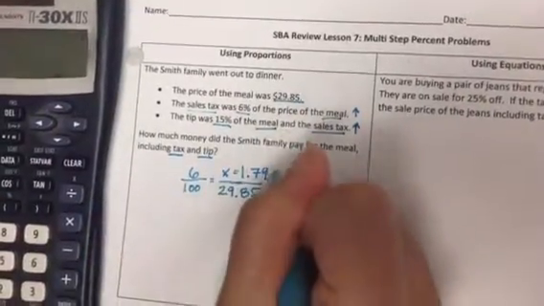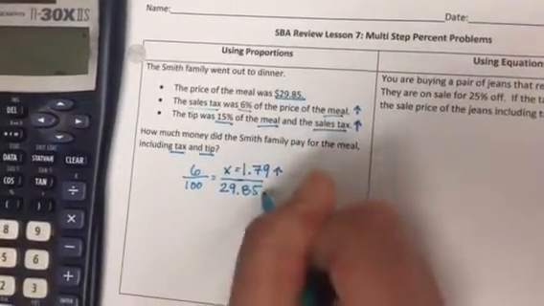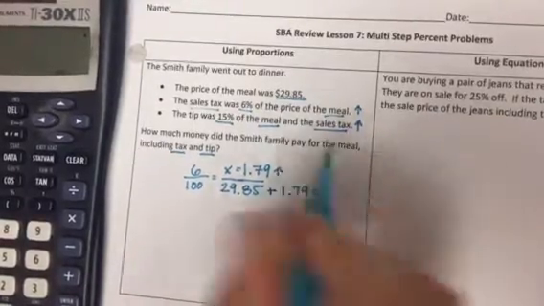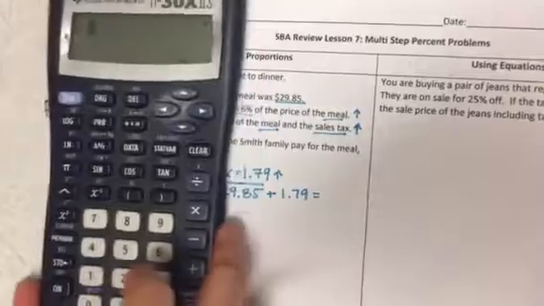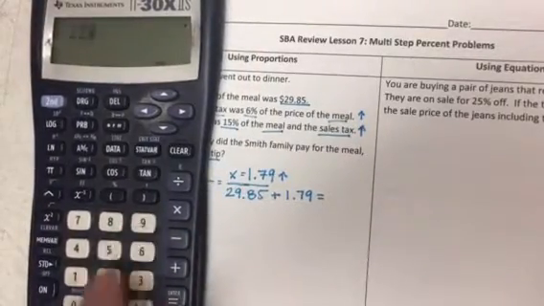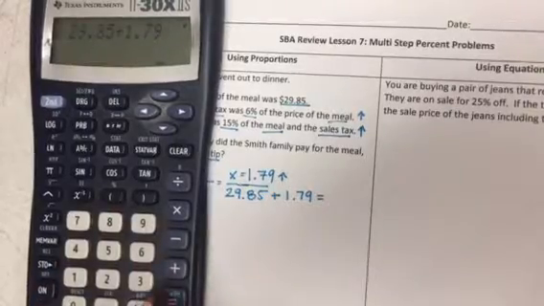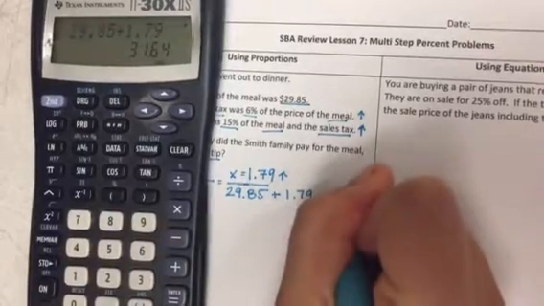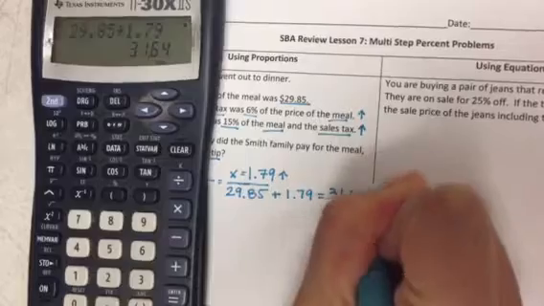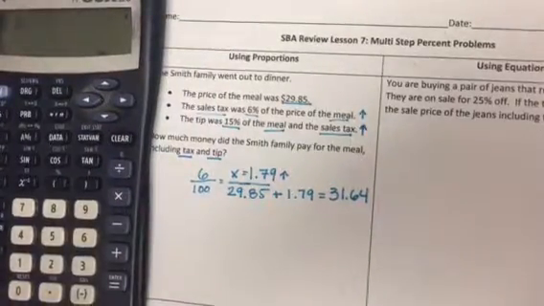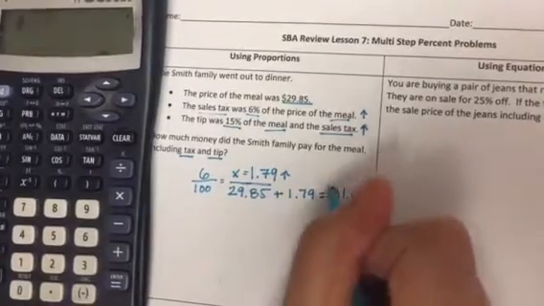So tax, we said, was an increase in price, so we need to add that to the original amount. So we have $29.85 plus $1.79. So my bill with tax is $31.64. Now this is multi-step, meaning we're going to do another step before we're done.